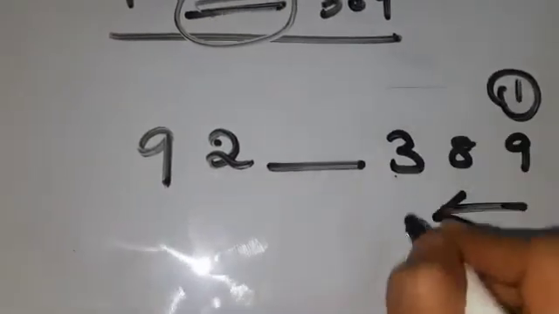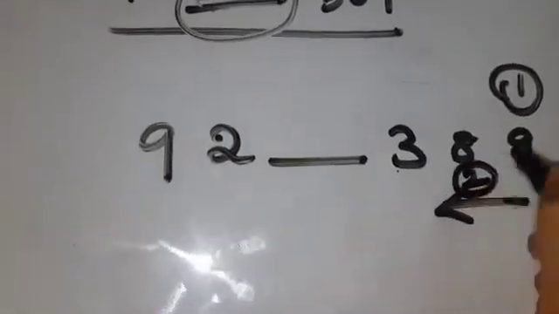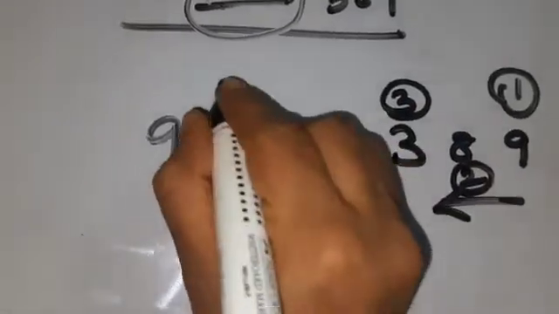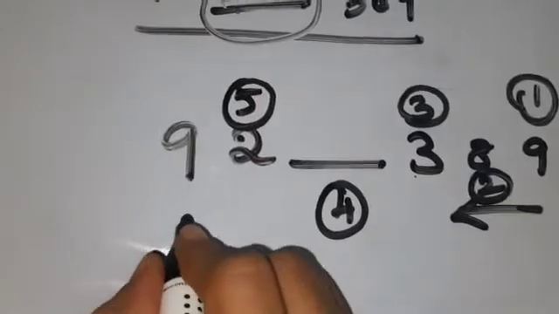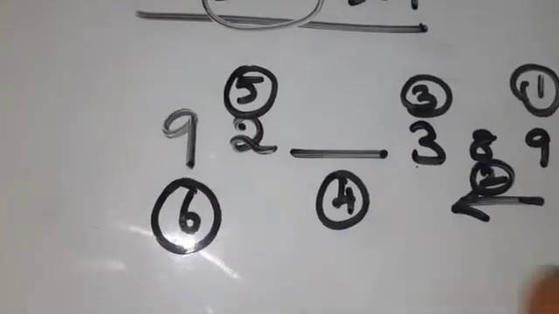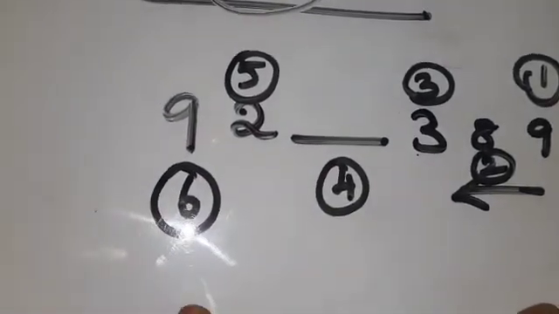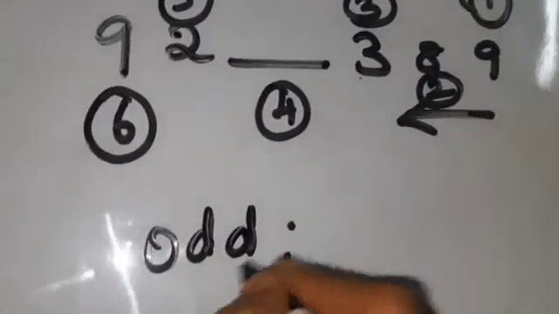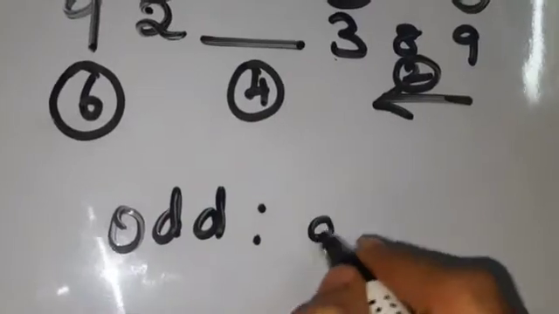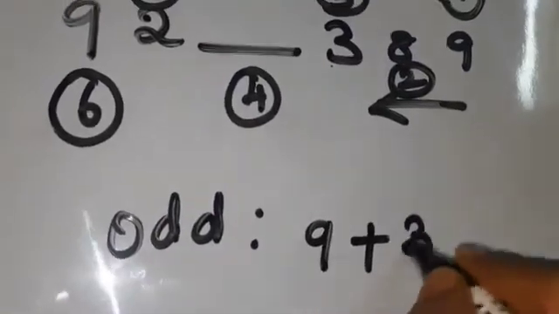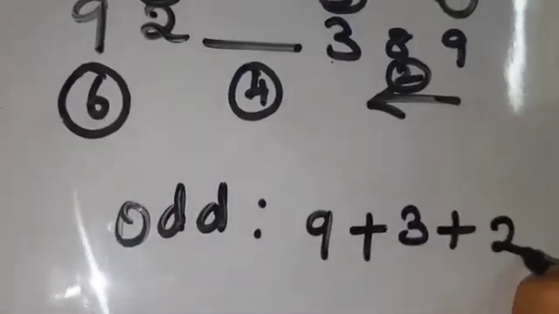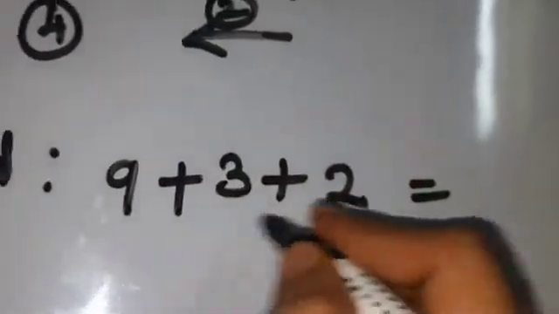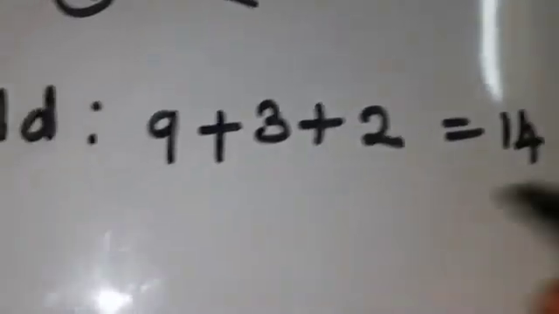1, 2, 3, 4, 5, 6. So totally there are 6 numbers here. Now the odd digits in the given number are 9 plus 3 plus 2, which gives 9 plus 3 is 12, 12 plus 2 is 14.